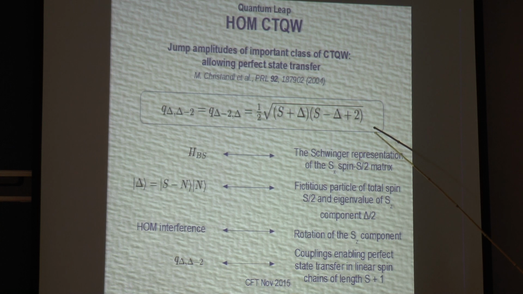It is easy to understand why this is so, because the Hamiltonian of the beam splitter is in fact the Sx operator in the Schwinger representation, and two Fock states mimicking the position in the graph can be understood as a fictitious particle of total spin S over 2 and eigenvalue of the Z component delta over 2, thus this initial difference. Hong-Ou-Mandel interference rotates the Sz component. These A and B in your original Hamiltonian are just creation and annihilation operators of bosons. Yes. So we have that.